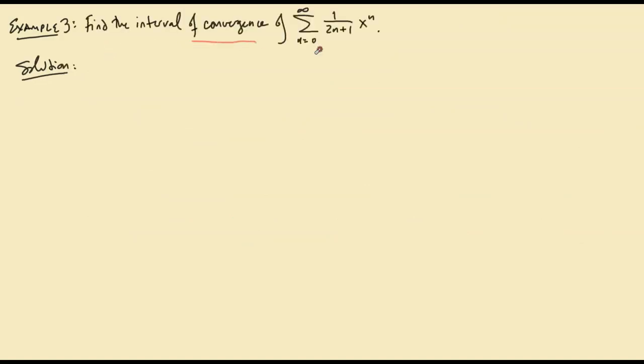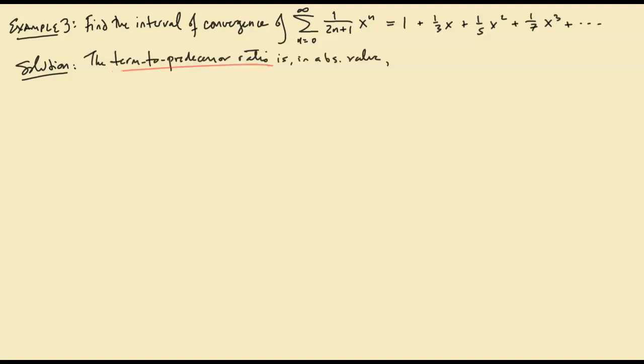Find the interval of convergence of this power series. Written out, that would be 1 plus a third x plus a fifth x squared, and so on. We don't need to have it written out, but sometimes it's nice just to see what it looks like. All right, find the interval of convergence, meaning we know that for certain values of x, this power series will converge, and those values of x will comprise some interval on the real line. Find that interval. We will begin, as always, with the ratio test.